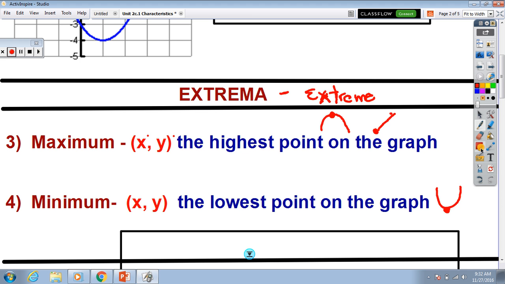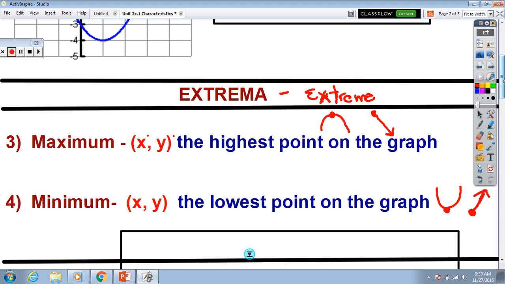I'm sorry, that would be the wrong example. So let's see. Alright, so maximum, I can have a point up here, and then for minimum, I can have a point down here. So it can also look like this, where this is the highest point on the graph and everything else is below it. Or for minimum, this is the lowest point on the graph and everything else is above it. You cannot have a max or a min if your line extends forever, because you don't have a lowest point or a highest point. Okay?